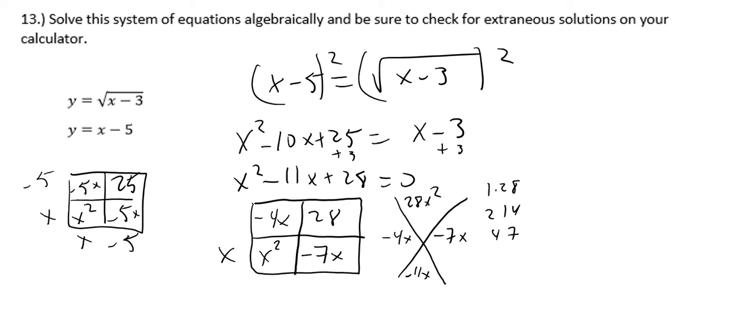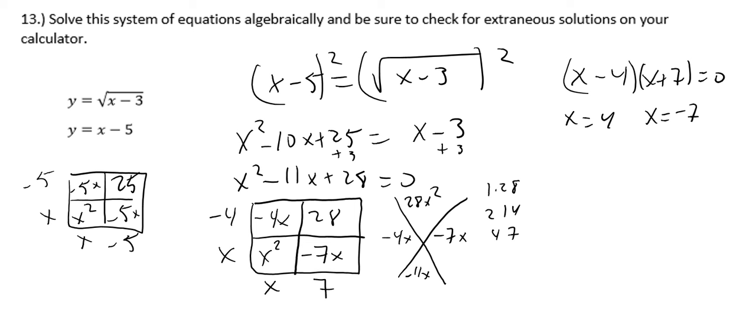This is x, and then x times what gives me x squared? x times what gives me negative 4? It would be negative 4. And then negative 4 times what gives me positive 28? This would be 7. So then what we would get is x minus 4 times x plus 7 equals 0. So x equals 4 and x equals negative 7.